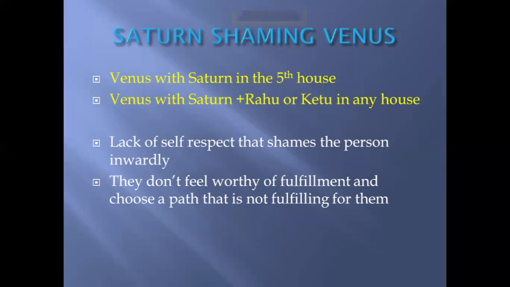There will be lack of self-respect that shames the person inwardly, and they will not feel worthy of fulfillment, and then they might not make the right choices. They will not make choices that will be fulfilling for them. So Saturn is going to disrespect Venus, so that Venus cannot make the right choices.